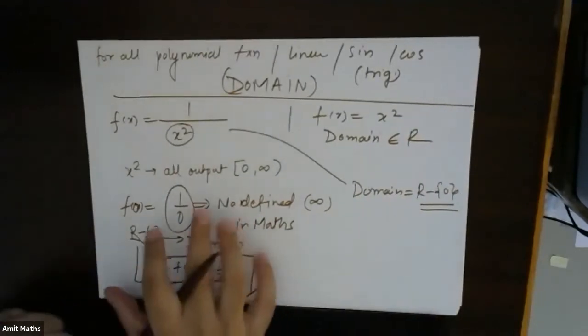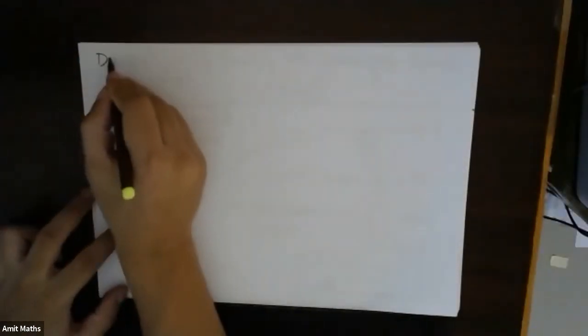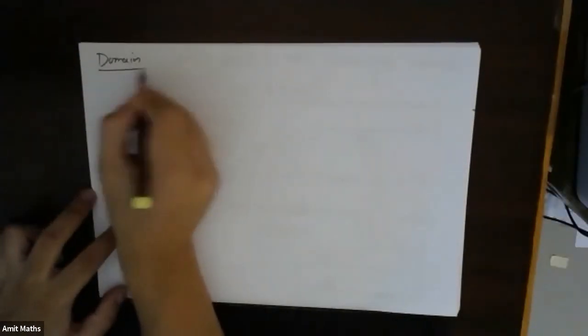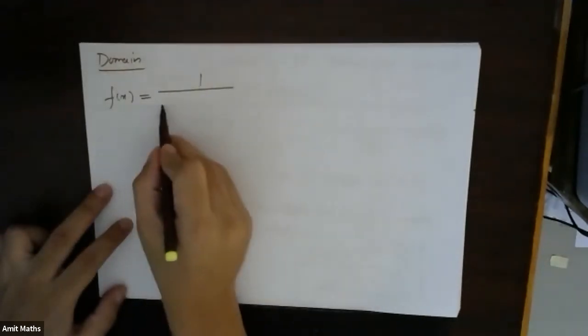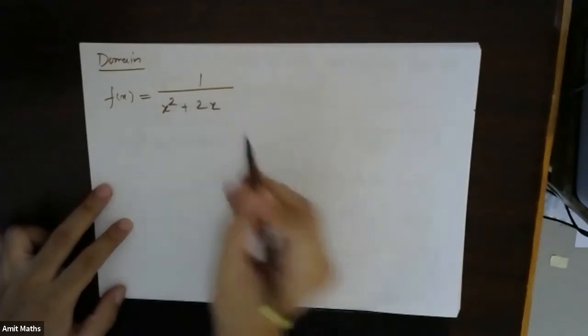Okay, I'll give you one more example. I want you to solve it. Find the domain of this function: f of x is equal to 1 by x square plus 2x.